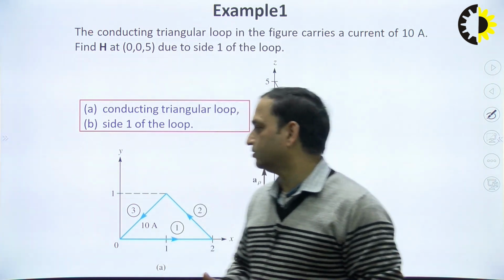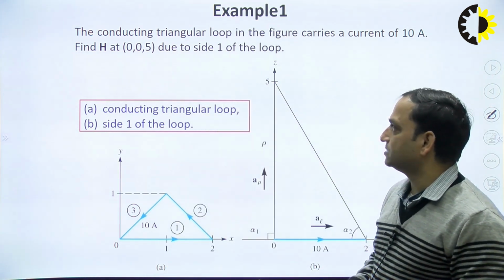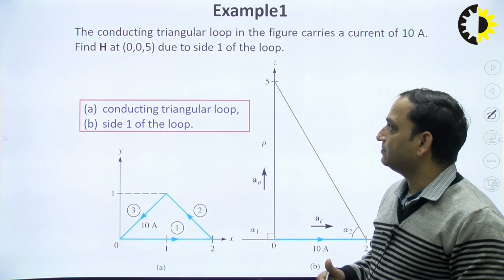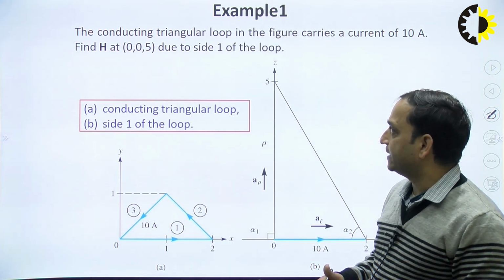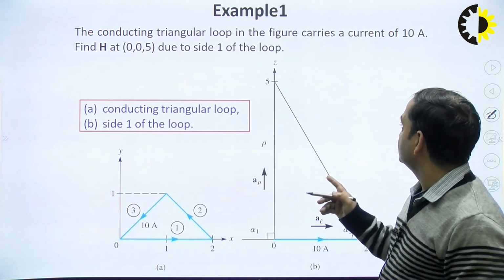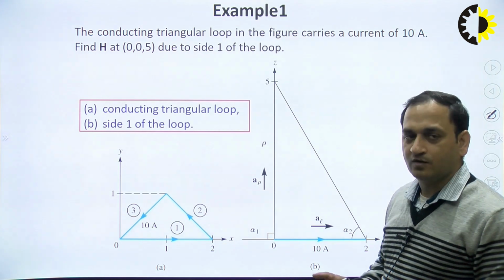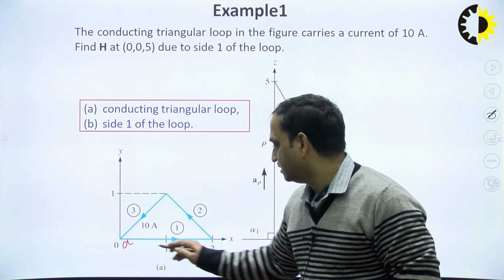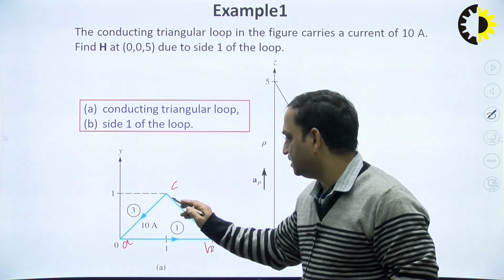One of the questions you can go through is very easy to understand. I just want to give a feel of this question. The conducting triangular loop mentioned here in the figure carries a current of 10 ampere. Okay, so one loop is there, this one you can say is A, B, C and A.